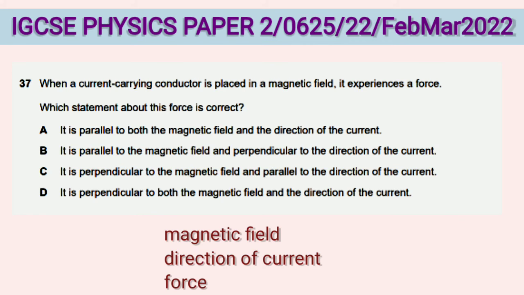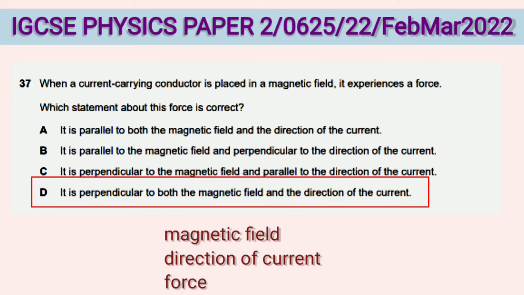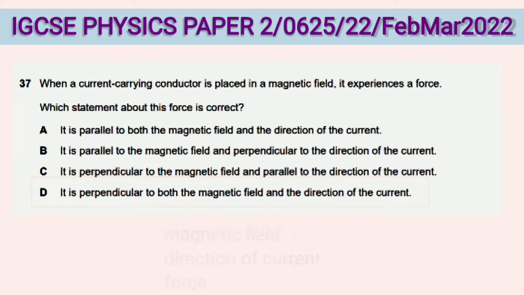Option A, B, C say that something is parallel. So all these three options are incorrect, and the correct answer is option D. It is perpendicular to both magnetic field and direction of the current. That is, force is perpendicular to magnetic field and direction of current.